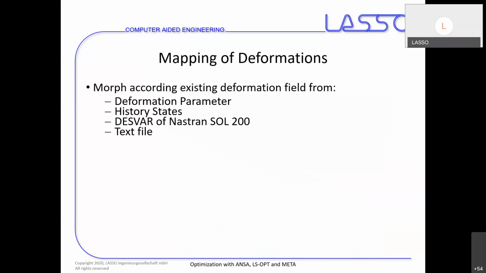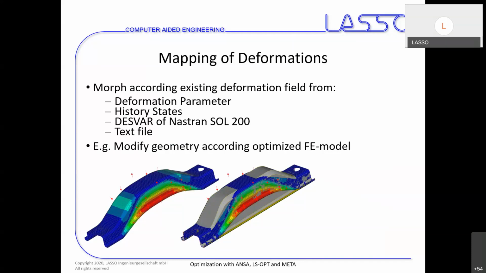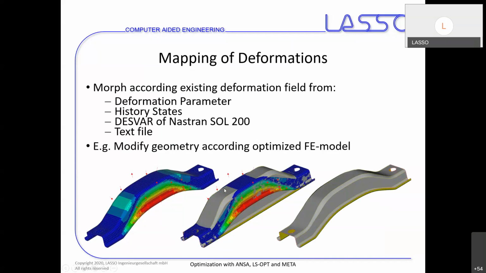Well, when we are finished with morphing, for example, the optimization has run, and we get an optimized shape here. Usually, you want to transfer this back to the CAD model. So there's a possibility to map this, what I call the deformation field through the morphing. So you can map this deformation field onto another part here, onto the original CAD geometry. And you get the CAD geometry in the same shape as the optimized FE model.